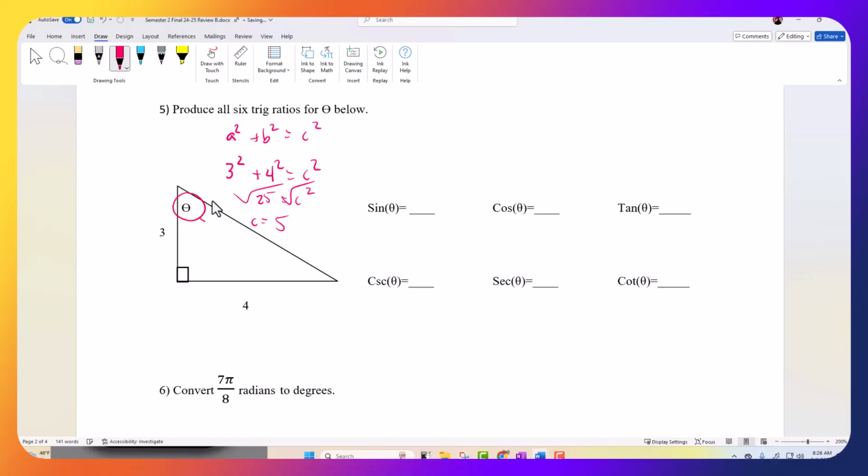Then I need to come from this angle and say that the 4 is my opposite side. Obviously the c is the hypotenuse. That makes the 3 the adjacent side. Sine is defined as opposite over hypotenuse. That would be 4 over 5. And cosecant is its reciprocal, 5 over 4. Cosine is adjacent, 3 over hypotenuse, 5. These are all fractions here, which would make this 5 over 3. And then tangent is opposite over adjacent. That would be 4 over 3. And cotangent would be the reciprocal, 3 over 4.